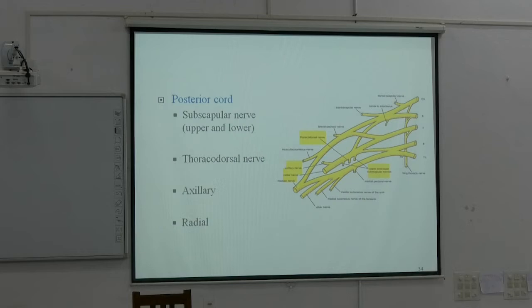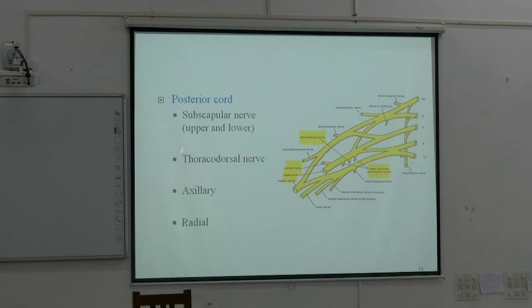So some of the branches of the posterior cord we have seen. We have seen this axillary nerve. We have seen this radial nerve. The upper subscapular, lower subscapular, and thoracodorsal are deeply placed. But the thoracodorsal nerve we can see. This subscapular nerve we may or may not see because they are moving posteriorly.